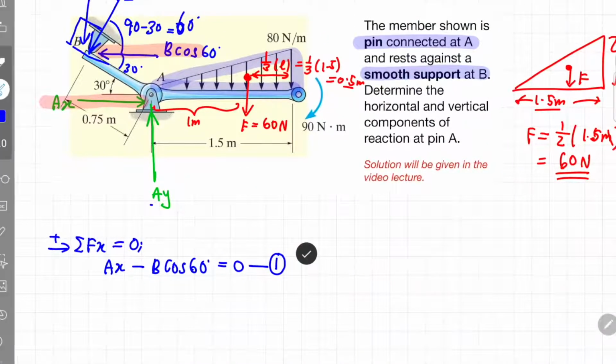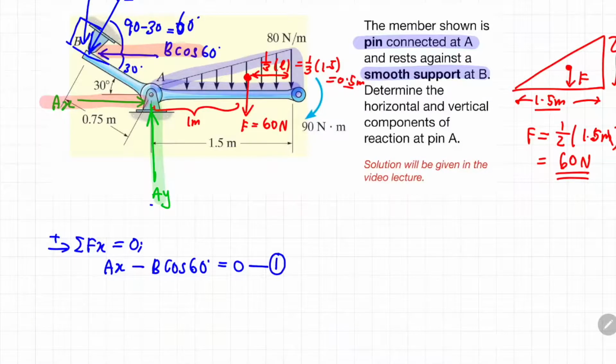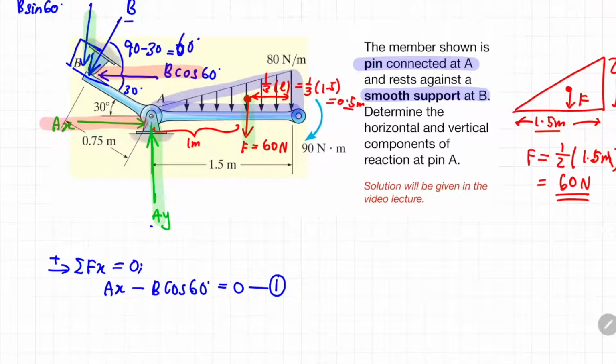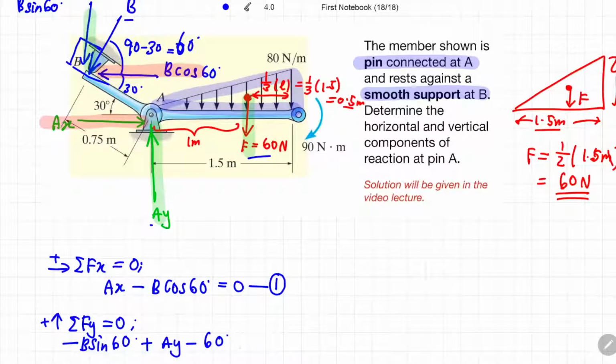If I were to highlight it with a different color, I have to include this magnitude, and also this magnitude, into my equation in the y direction. So, assuming the upward direction as positive, the summation of all the forces in the y direction should be equivalent to 0. So, what's there in the y direction? There's b sine 60. It's pointed downward, so it will be negative b sine 60. And then there's ay, because it's pointed upward, it becomes positive ay. And then this f is pointed downward, so it becomes negative 60. And all this summation would equate to 0.